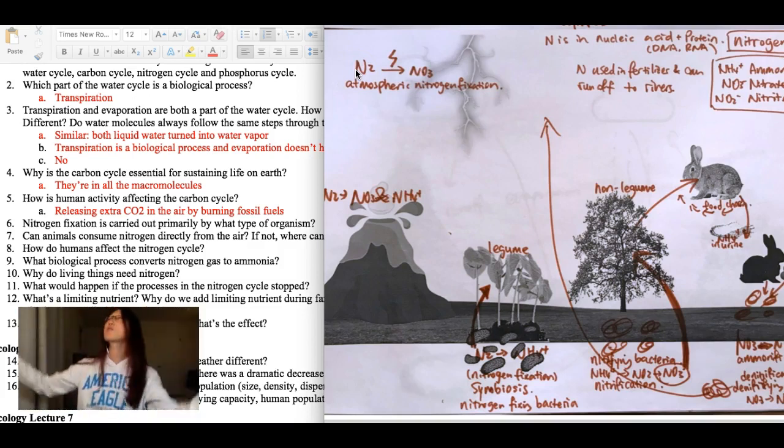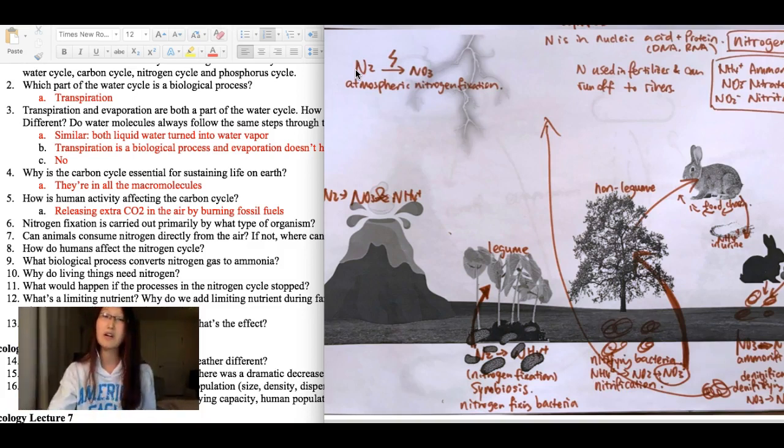N2 is all over the atmosphere. However, we have other organisms to help us actually get nitrogen elsewhere. Why don't we just breathe in nitrogen and use it in our body and make DNA, RNA, proteins? Because it doesn't work that way. The nitrogen in the air doesn't actually do anything for us. When we breathe in nitrogen, we breathe it right out.